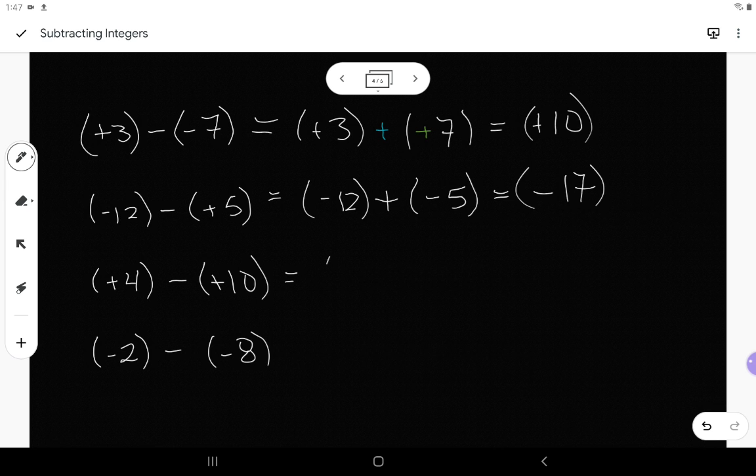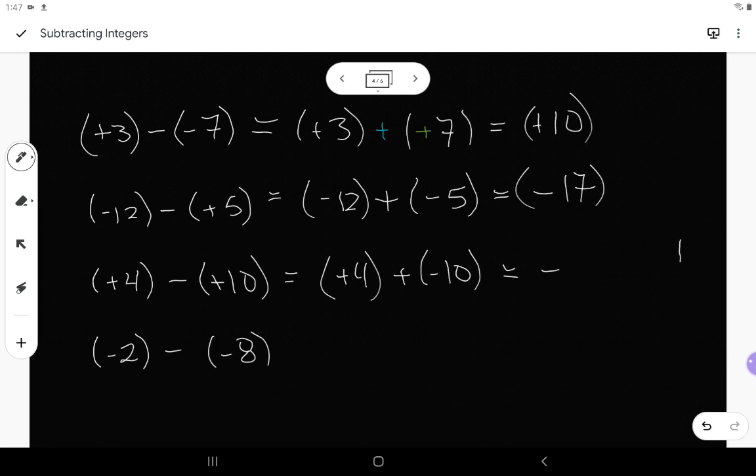Then I have positive 4, and instead of subtracting positive 10, I'm going to add the opposite, and I'm going to add negative 10. Okay, so I'm adding. These two have different signs, so I'm going to find the difference. If you watched the last video, when we're finding the difference, which quantity is bigger? Well, in this case, there are more negatives than there are positives. I have 10 negatives and 4 positives. There are more negatives, so I know my answer is going to be negative.